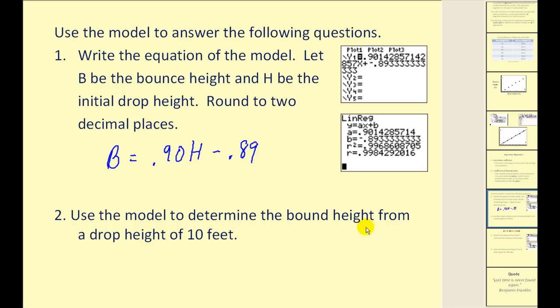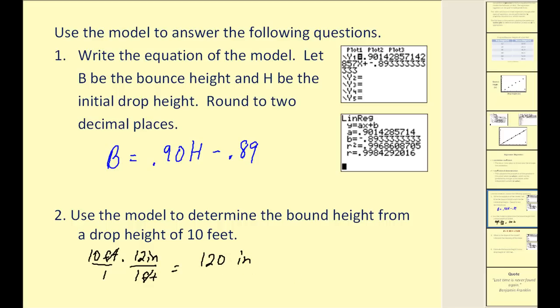Next, use the model to determine the bounce height from a drop of 100 feet. Now we have to be careful here because the original data was in inches, so we can't answer this in this form. We have to convert 10 feet into inches. Remember, 12 inches is equal to 1 foot. So we will use an x value of 120 inches.